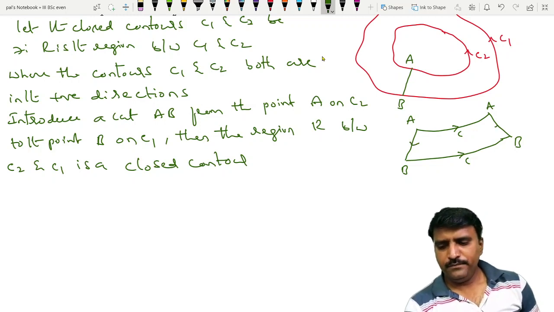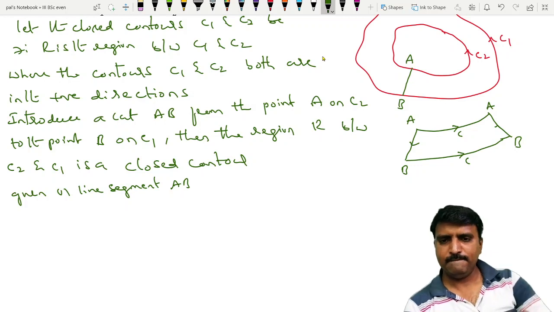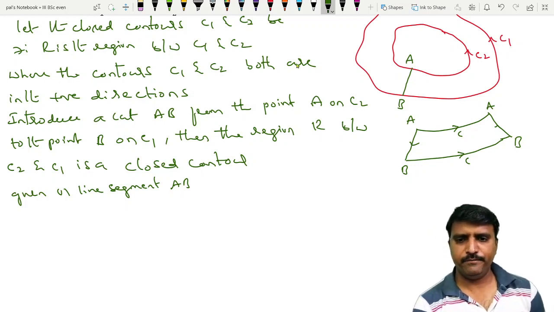Yes, so now closed contour. So given line segment, first one, line segment AB, line segment AB.